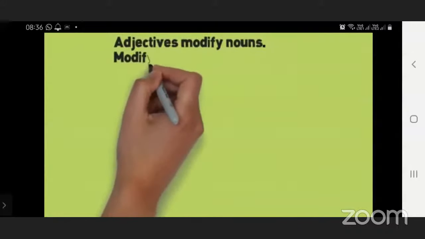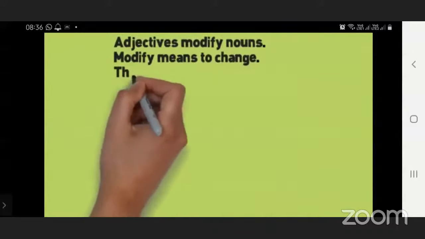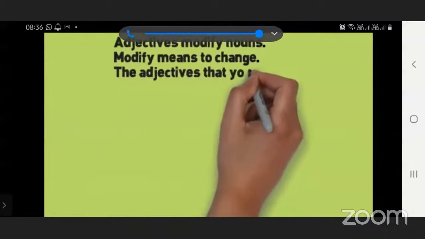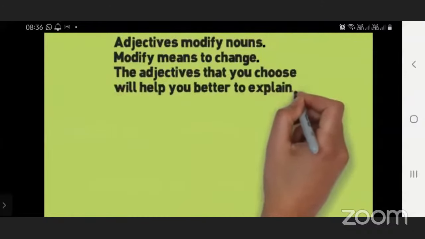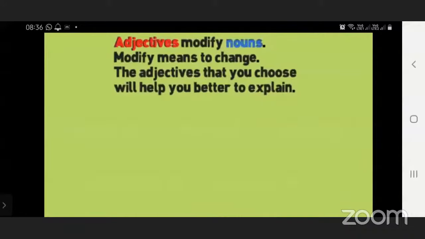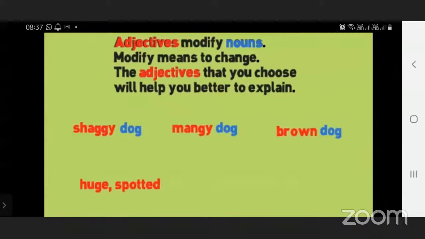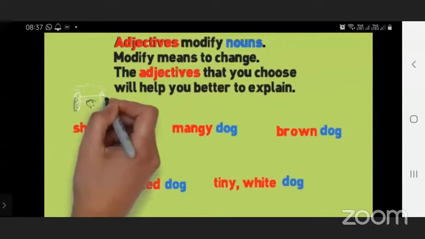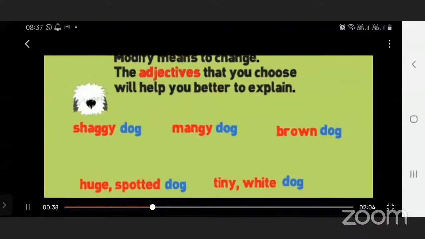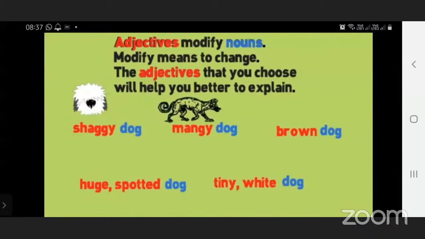Adjectives modify nouns. Modify means to change. The adjectives that you choose will help you better to explain. The shaggy dog, the mangy dog, the brown dog with the ribbon in its hair, the huge spotted dog, the tiny white dog. The adjectives will help you to compare.